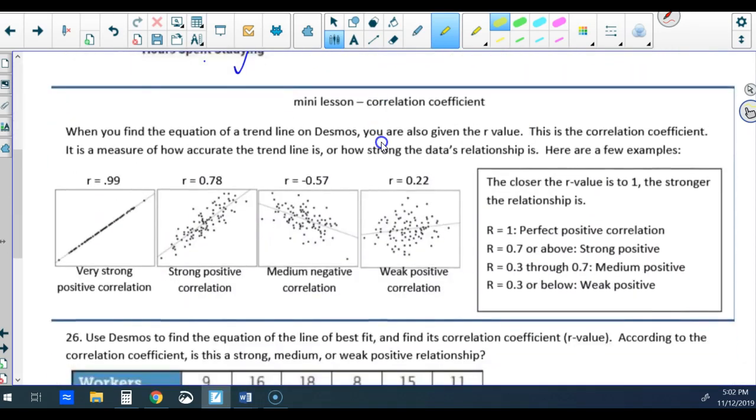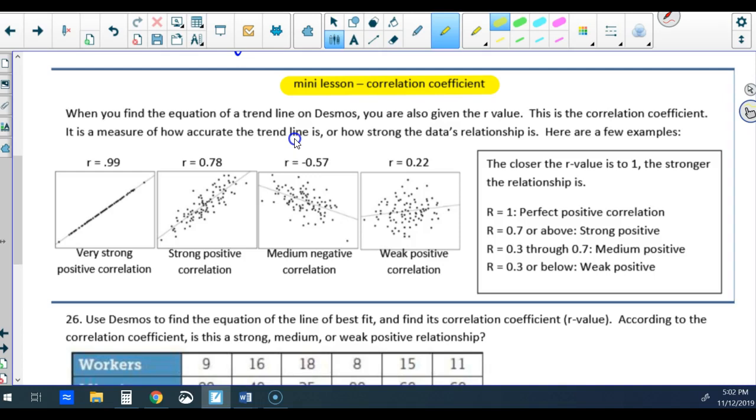Now, here's a little mini lesson. One thing I didn't quite fully teach you. I mentioned it in passing once or twice. It is a very minor little topic. You will see one question on your test over this. But it is good to know because there's been a question on the STAAR test every year over this too.